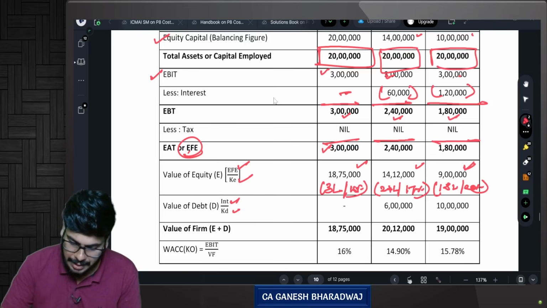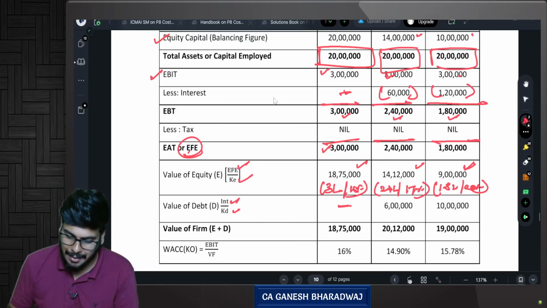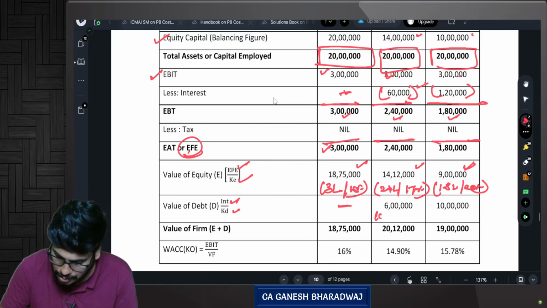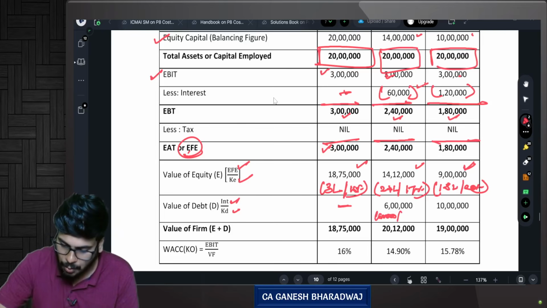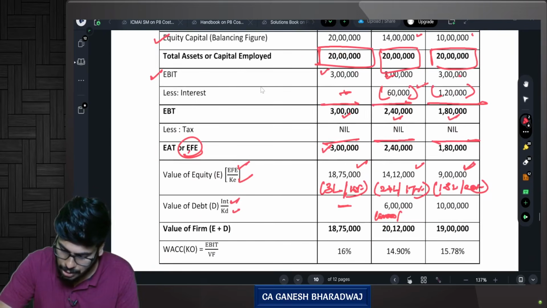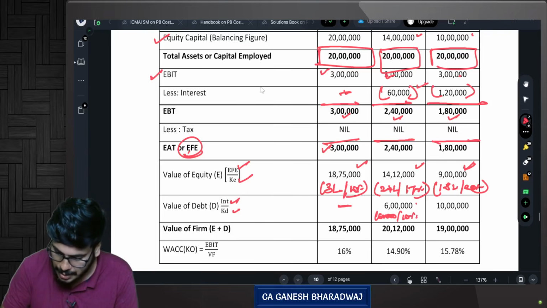In the first phase, there is no interest only. So there is no value of debt, correct? In the second phase, it's going to be what? 60,000 divided by the interest rate, that is KD. What is the KD here? 10 percent. So 60,000 divided by 10 percent, it's going to be 6 lakhs.